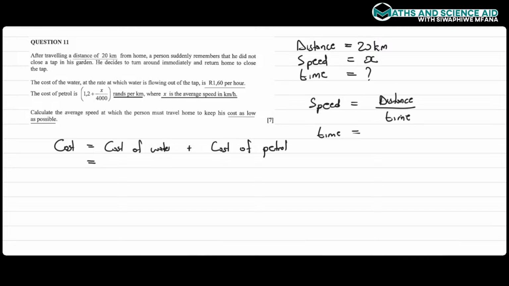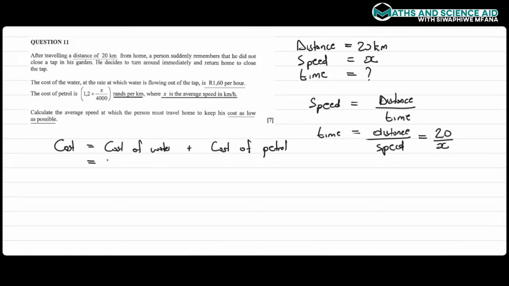So the time here will be given by the distance over the speed if you make the time the subject of the formula. So that's all that you need to note here. Therefore it means that it will be 20 divided by x. The distance is 20, the speed is x. This will be the time he will take to travel that distance of 20 kilometers as he is rushing back home to close the tap.